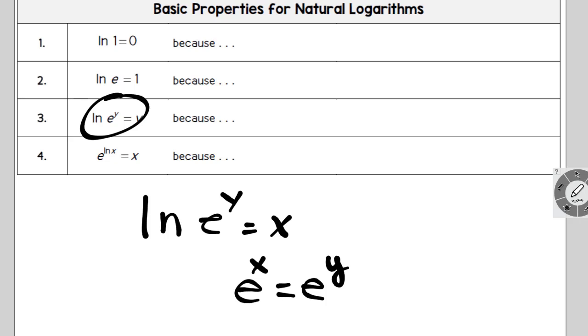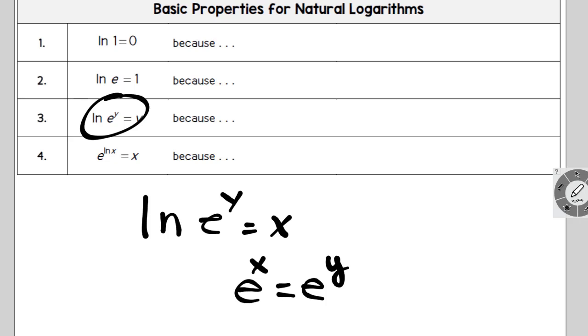So the way that I can go from this, what we call log form, to what is more of an exponential form, is to say e to the x, because the answer to this is x. What do I raise e to in order to get e to the y? X. So if I raise e to x, I should get e to the y. So y is equal to x. Okay, questions about that?